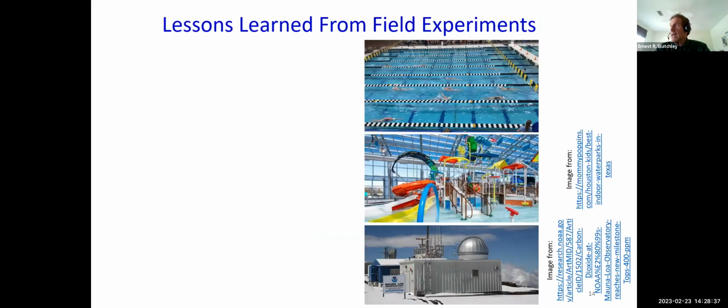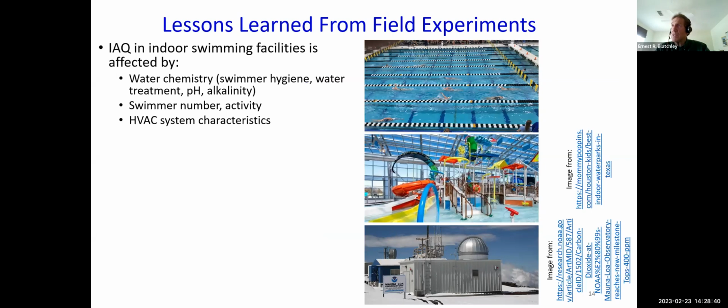All right, so generally, what are the lessons that we've learned from these field experiments? First, indoor air quality in indoor swimming pool facilities is going to be affected by water chemistry. Water chemistry, in turn, is going to be affected by swimmer hygiene. Do they take a shower before they get in the pool? Do they pee while they're in the pool? Those are both very important questions, and they have a clear influence on water chemistry. Water chemistry is also going to be influenced by how we treat the water in a swimming pool facility, pH, alkalinity, and a number of other factors. Indoor air quality is also influenced by swimmer number and activity, as well as the characteristics of the HVAC system.